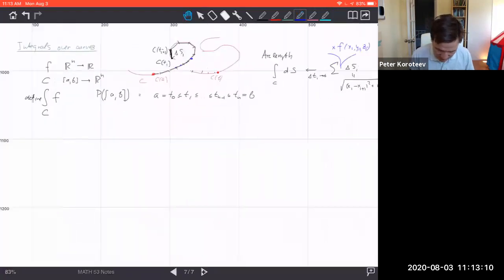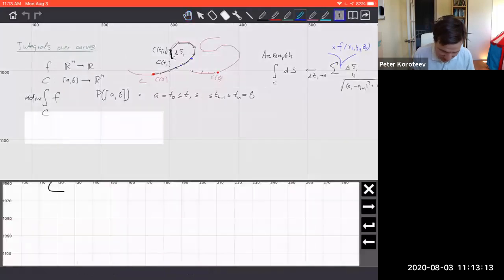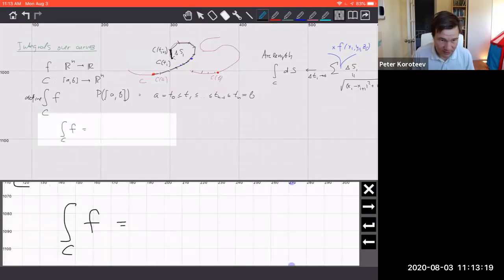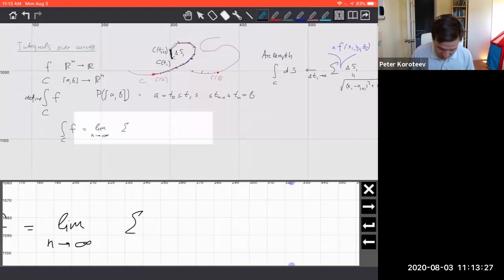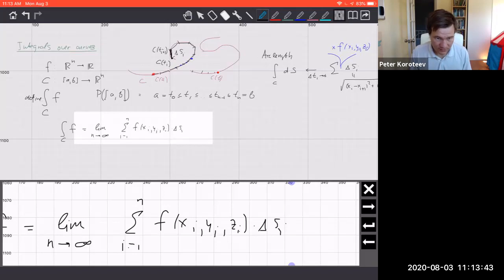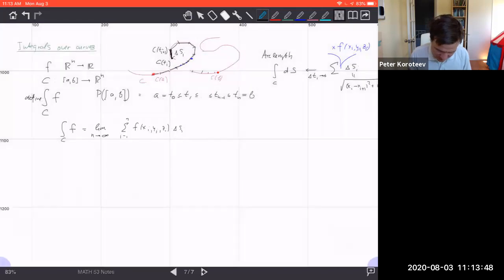In other words, the integral over the curve is this thing. Let's write it first as a Riemann integral: the limit as n goes to infinity of the sum of f of xi, yi, zi, for i from 1 to n, times delta si. I'm writing it for three dimensions, but of course you can do it for as many as you like. So that's the definition.